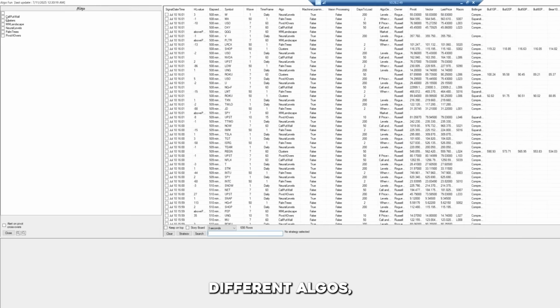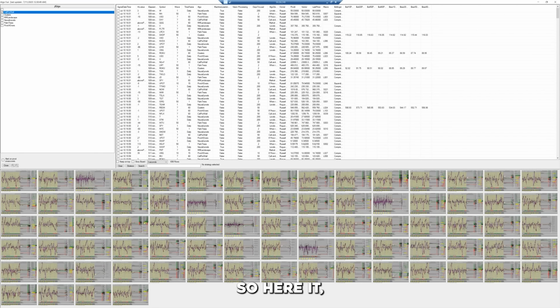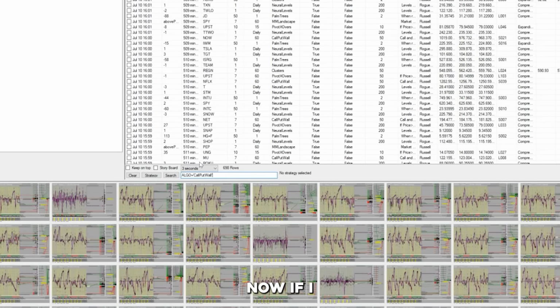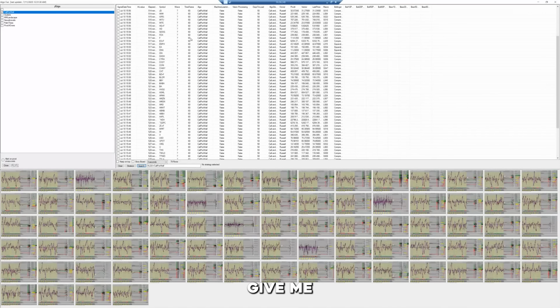And then we have different algos, for example, call put vol. Now if I click on it, it shows me all the updated tickers with the call put vols on it. Now if I click on storyboard, no, for a storyboard I need to have algo. Now if I click on search, it's going to give me all the algos with the call and put vol, basically all the tickers with the call and put vol. Does that make sense?